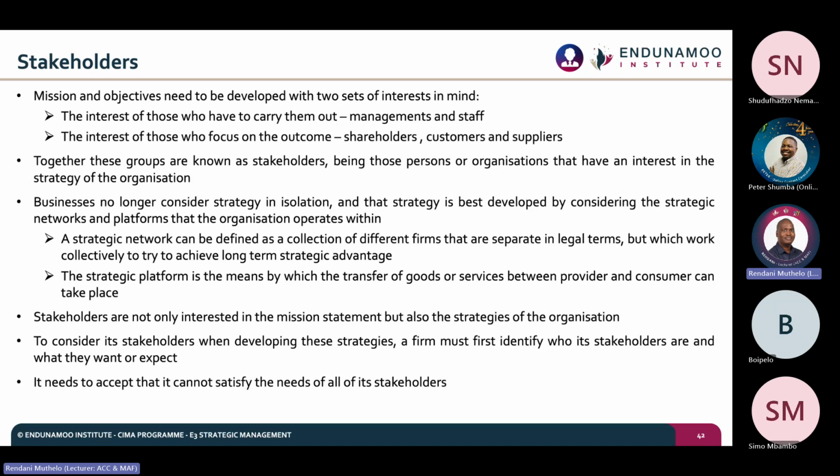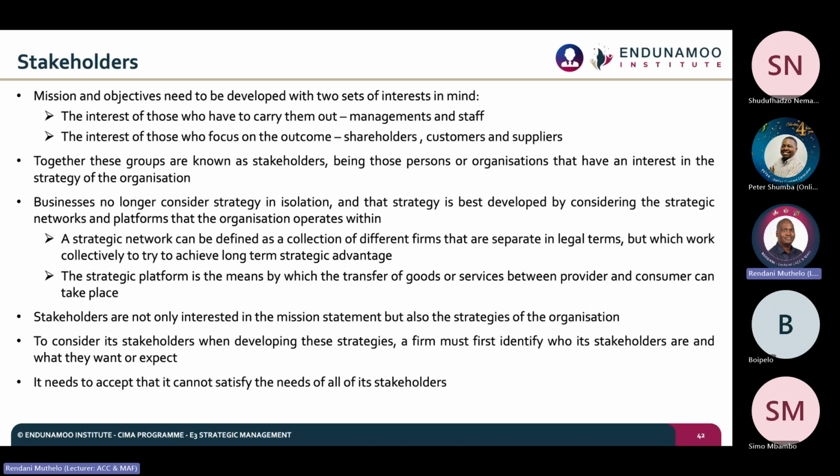Then if we're to talk about these stakeholders, we are now understanding that they are not only interested in our mission statement, but our strategies. But how should we then deal with them in that context? How should we consider them? We should consider them by first knowing who they are. When I say stakeholders in your context, who is it? Identify them. And number two, identify their needs.